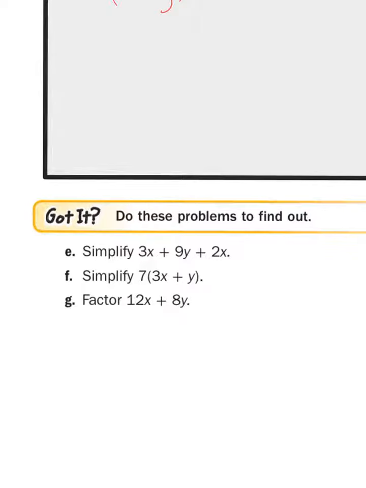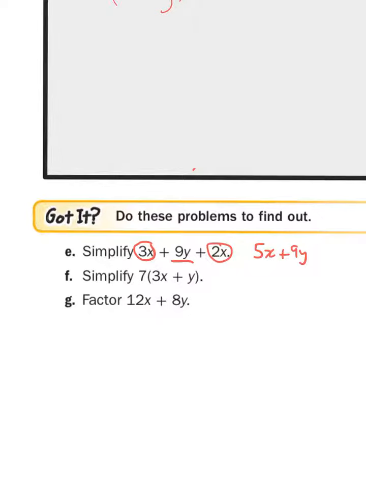Okay, let's see how you did. So for E, I'm going to start by adding the 3x with the 2x, which gets me 5x. And I can't add the 9y to it, so I'm just going to write plus 9y. That's as simplified as you can get. You can't combine x's and y's.